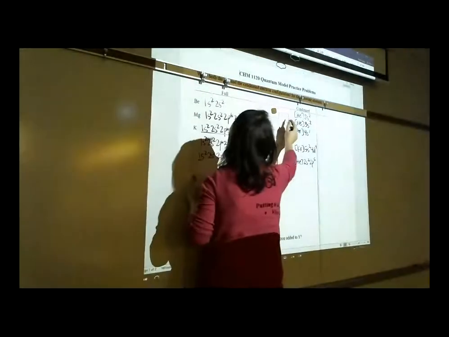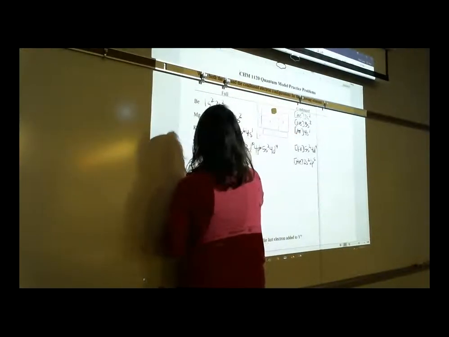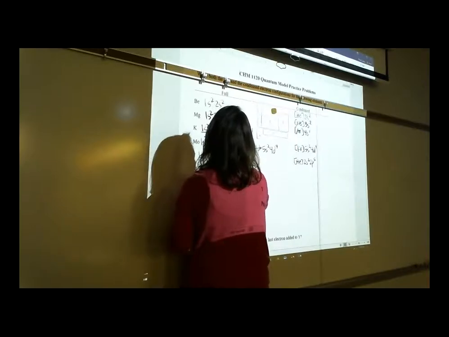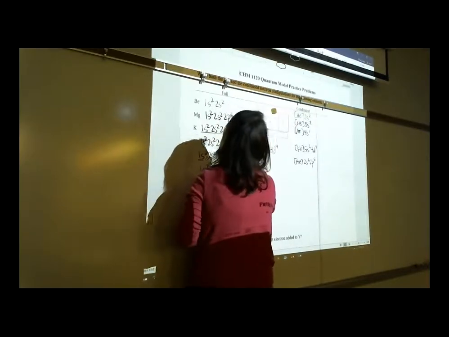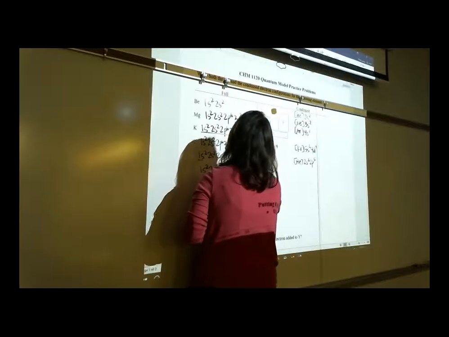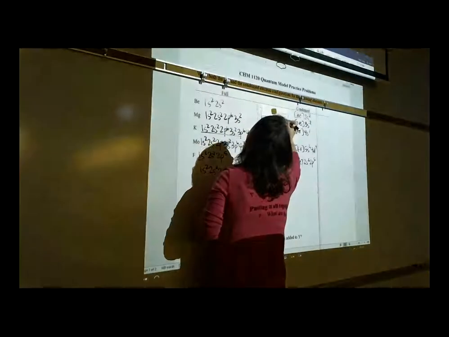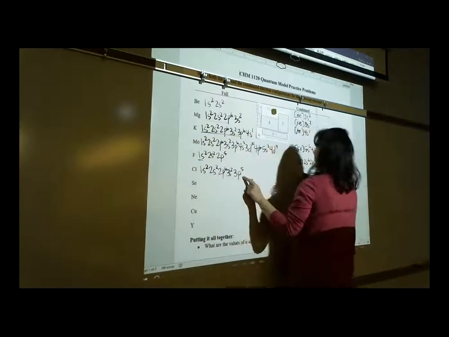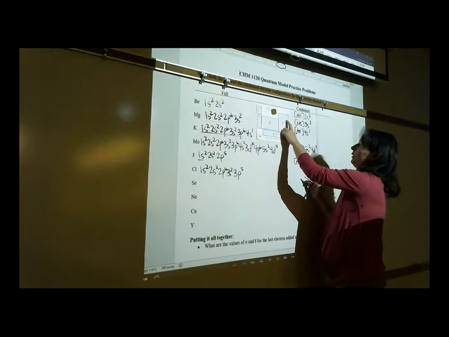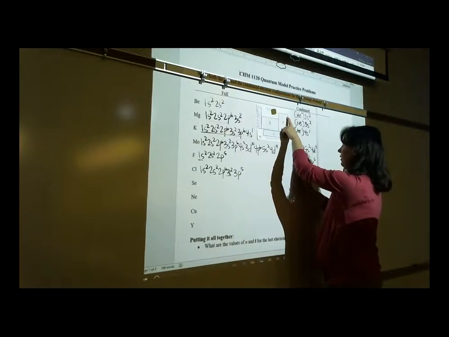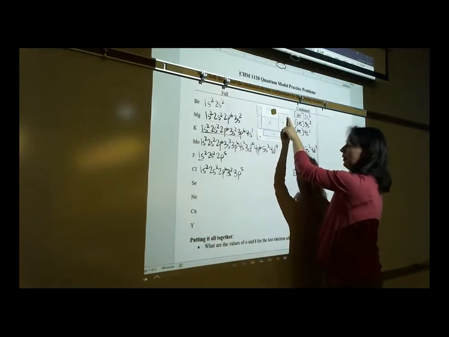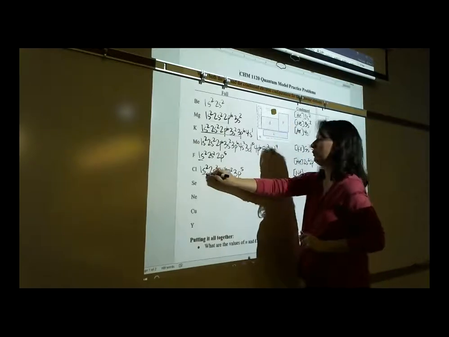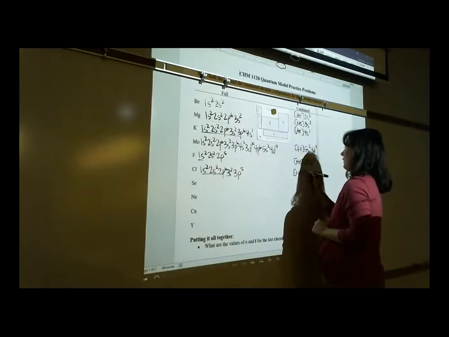Okay, chlorine's number 17. So 1s2, 2s2, 2p6, 3s2, 3p5. Chlorine's directly under fluorine. So now for shorthand, we say neon, and then we have to deal with the leftovers: 3s2, 3p5.